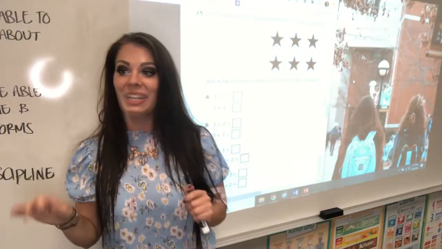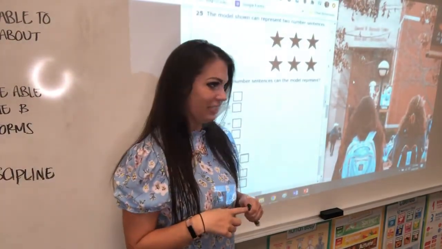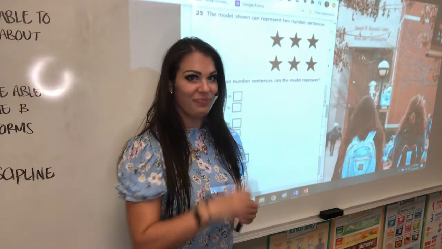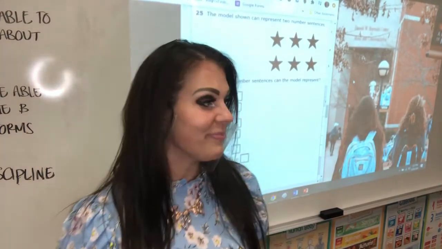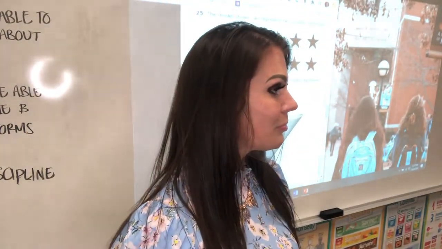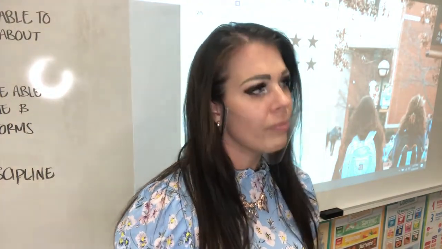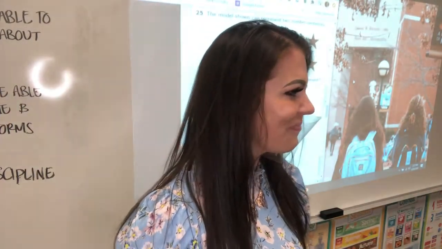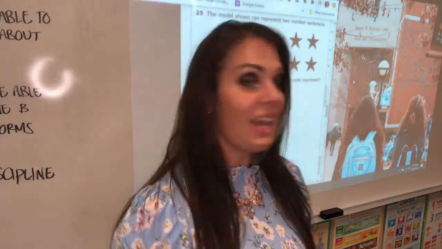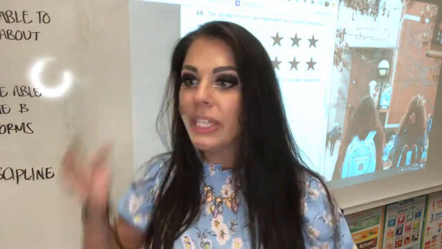Okay, so what is repeated addition? When you do the same thing over and over. You're adding the same number over and over. Adding the same number over and over. And what would we use that for?